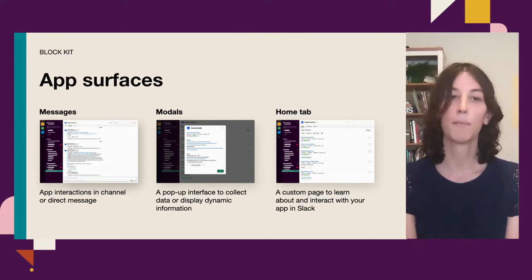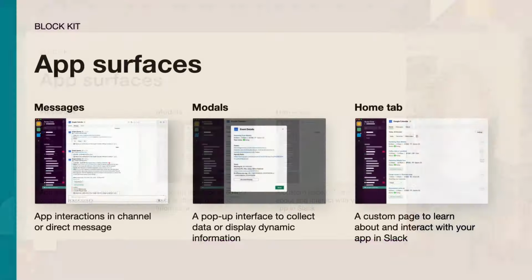And you can use these common UI components and interactive components across many different surfaces. You're probably familiar with messages, which can be in public and private channels, as well as DMs with your app. You can also use modals, which are a pop-up interface that allow you to collect user information or display deeper dynamic information for that user. Or Home tab, which is accessible via global search or the left-hand sidebar, and that can be a persistent interface for users, customized on a per-user basis, so you can customize that content just for them.